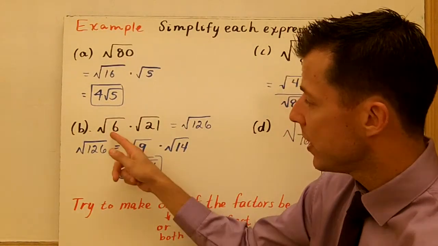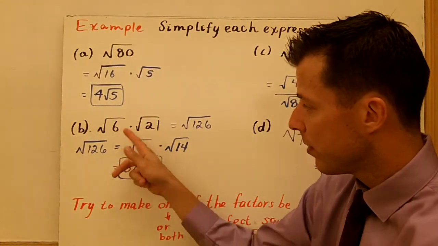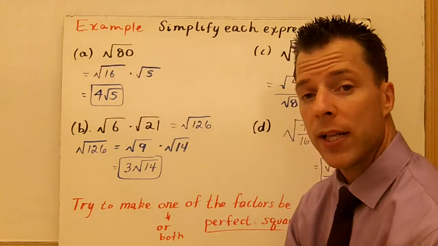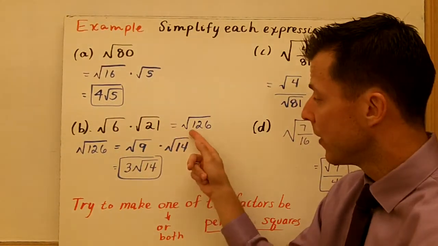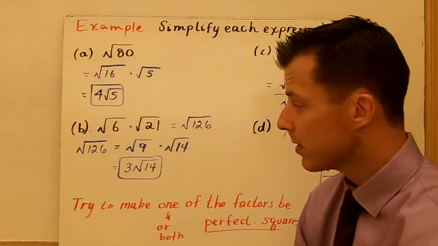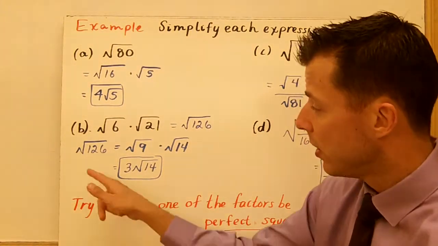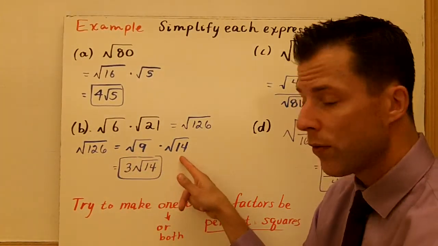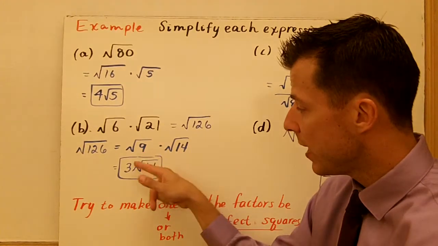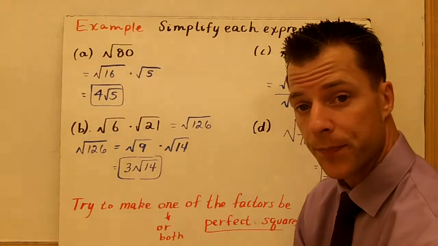In part B, you see here we have root 6 times root 21. Neither are perfect squares, but let's multiply them together. 6 times 21 underneath that same radical, or root sign, is 126. However, we can write 126 with a perfect square in it. Root 126 is equal to root 9 times root 14. So root 9 is 3 times root 14, and that's your answer.